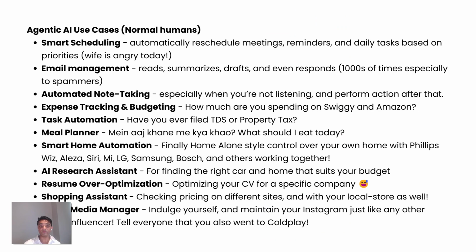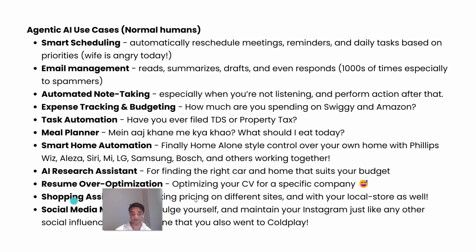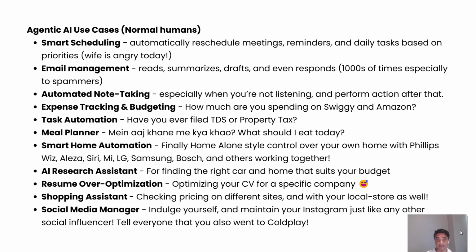Now, there are a lot of use cases which we can think of where agents can be useful for us as normal humans. One can be smart scheduling, automatically pre-schedule meetings based on my wife is angry. Because if that's the case, then probably 4 or 5 years are gone. It needs to now go online, email, change calendar entries, maybe send WhatsApp messages also. All of that is now part of something that agents can do.